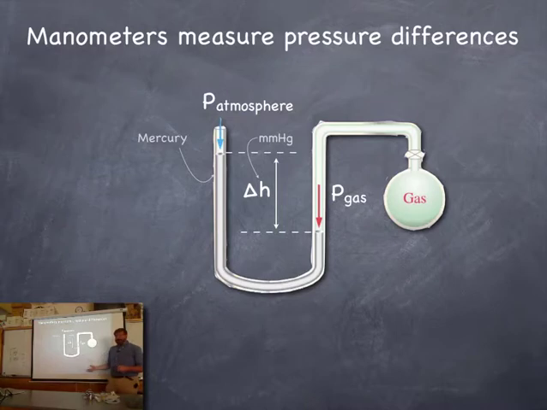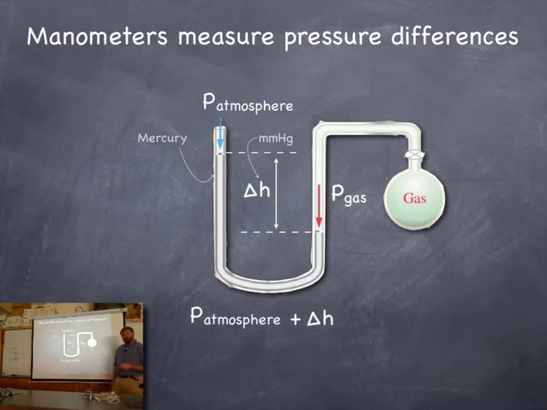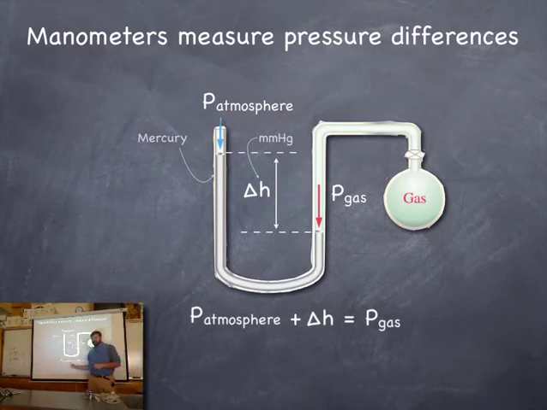Another way mathematically to write that is that the pressure of the atmosphere plus the height difference is equal to the pressure of the gas. So this is a mathematical way to represent this relationship, where we could measure the pressure of the atmosphere, we could measure the height difference, and then use that to find the pressure for the gas. Question?